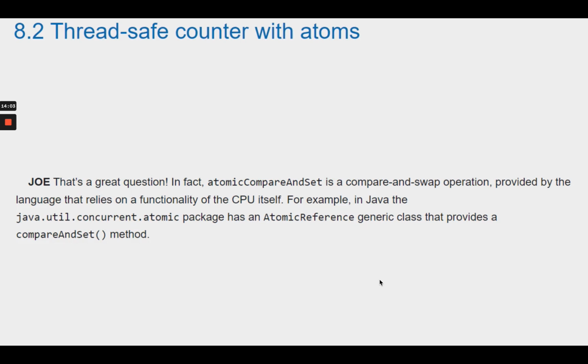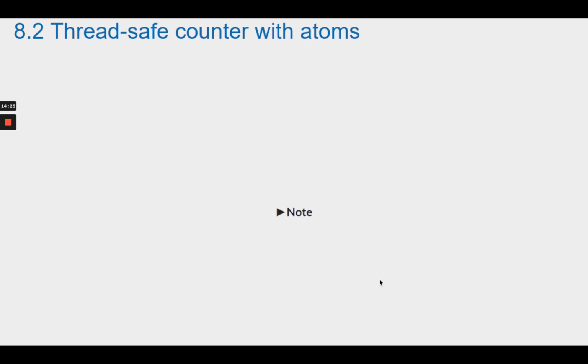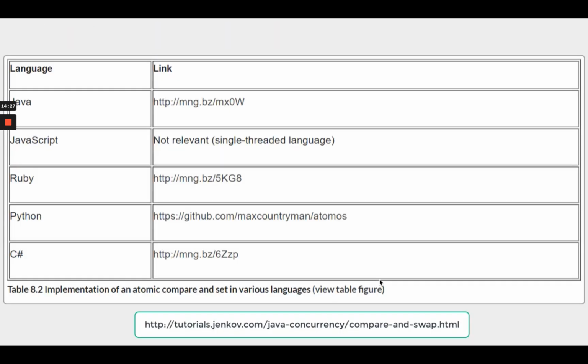Joe: That's a great question. In fact, atomic compare and set is a compare and swap operation provided by the language that relies on a functionality of the CPU itself. For example, in Java, the java.util.concurrent.atomic package has an AtomicReference generic class that provides a compareAndSet method. Note: see this link for general information about compare and swap operations. Implementations for multi-threaded languages appear in Table 8.2.